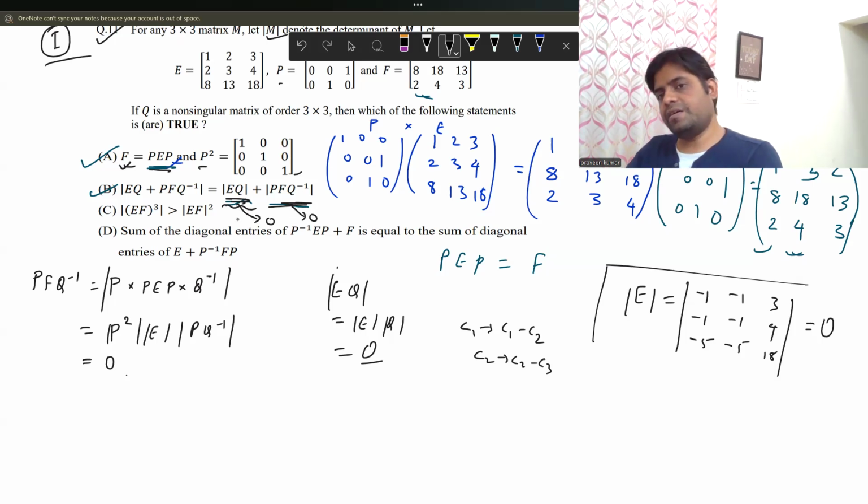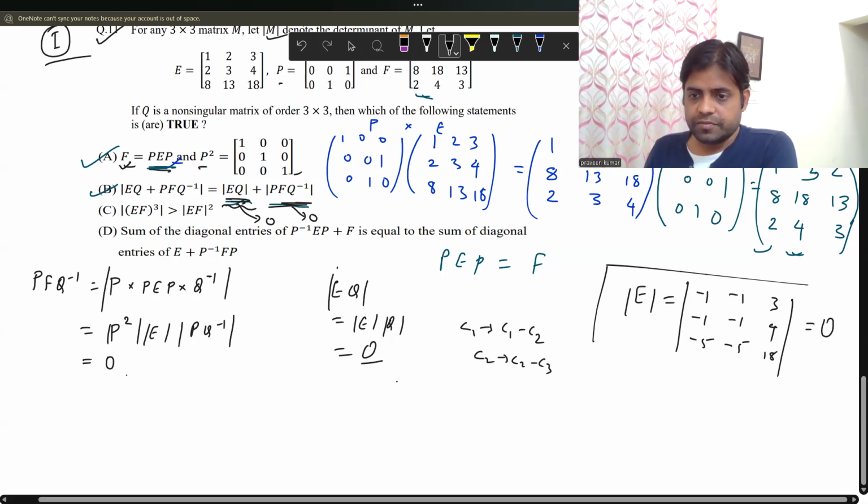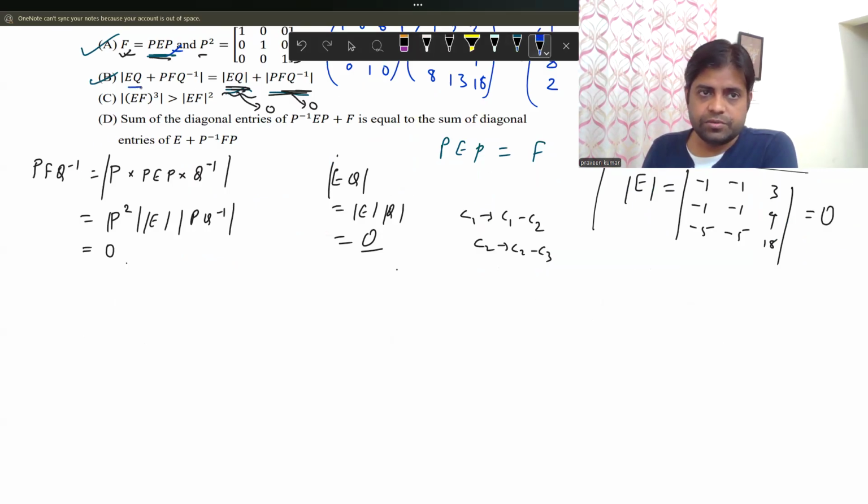So on the right hand side, we have 0, simple. So if on the left hand side also we get 0, then option B is also correct, right? So let's find out the left hand part. Left hand part, this is EQ, okay. PFQ inverse. PFQ inverse is basically what? This is PEP, so we have E here. So if we try to write the left hand part, EQ plus PFQ inverse, right? Try to write the matrix first, and then we will apply determinant. F is PEP.